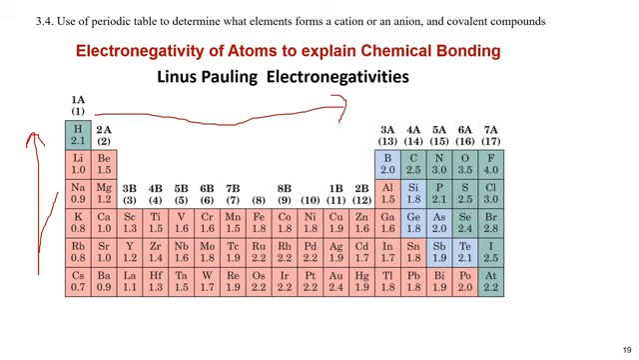This table is in the test. Look at that. This table is going to be on the test. So you have the values. Therefore, you can subtract. You can tell whether a bond is ionic, polar covalent, or non-polar covalent. Those three things you can tell.